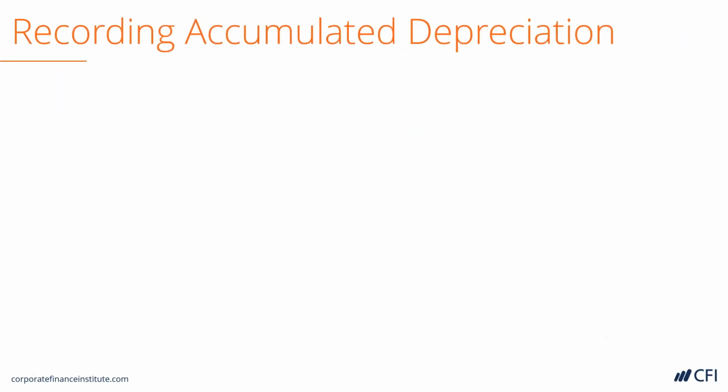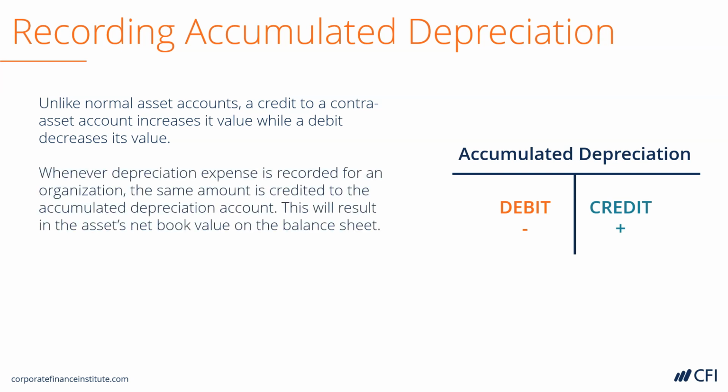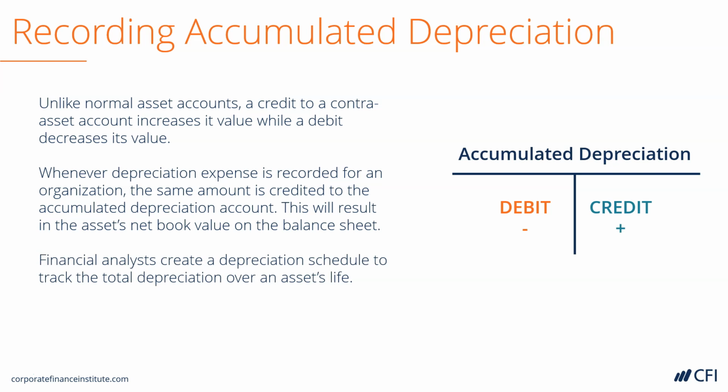Since accumulated depreciation is a contra-asset account, it normally holds a credit balance instead of a debit balance, so credits increase its value while debits decrease its value. Whenever we record depreciation expense, the same amount is credited to the accumulated depreciation account, which lets us show the asset's net book value on the balance sheet. To properly track the total depreciation of an asset, financial analysts need to create a depreciation schedule.